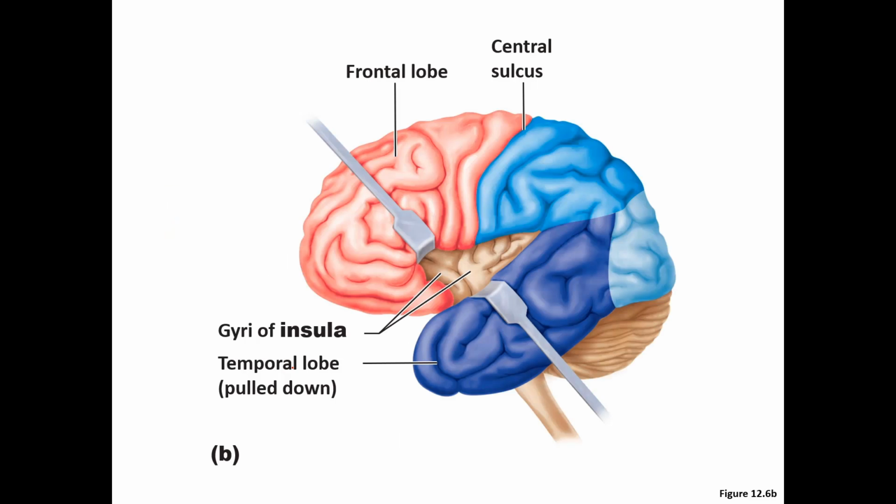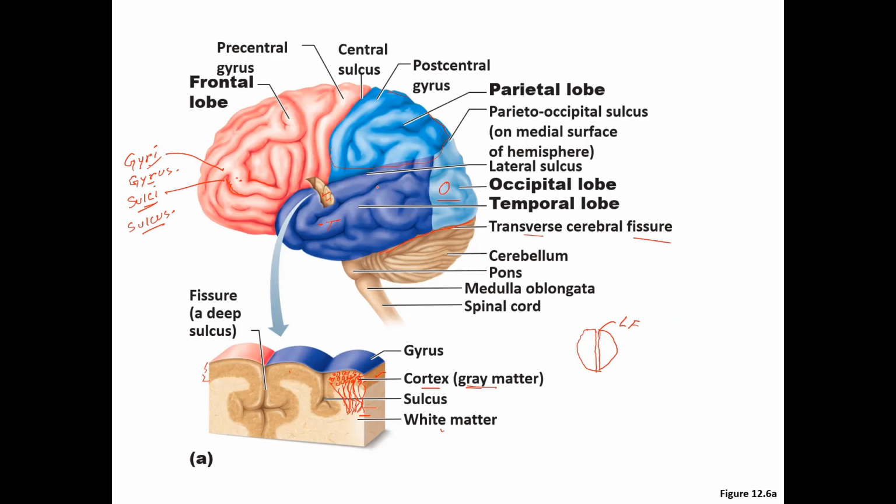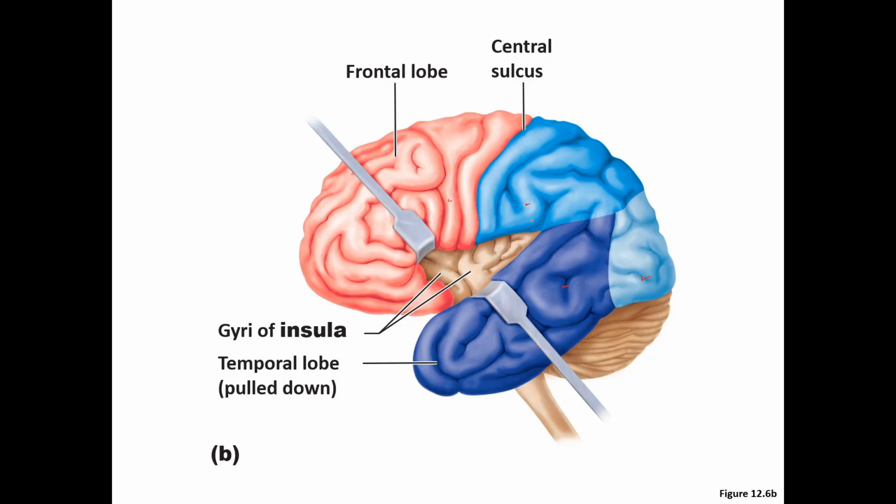So the four lobes: frontal, parietal, occipital, temporal. Now, if you open the lateral sulcus, there is a groove here that is called the lateral sulcus. Let's go back here. This one is lateral sulcus. If you open the lateral sulcus, you will see a hidden area there, and that area is called insula. And why is insula important?